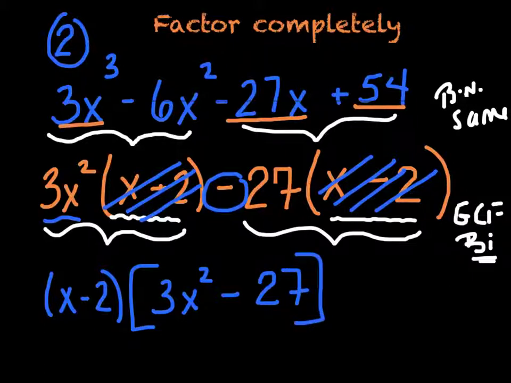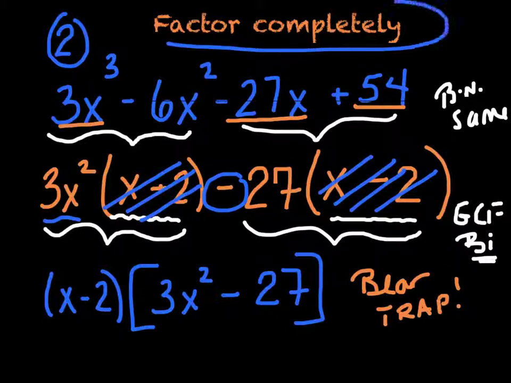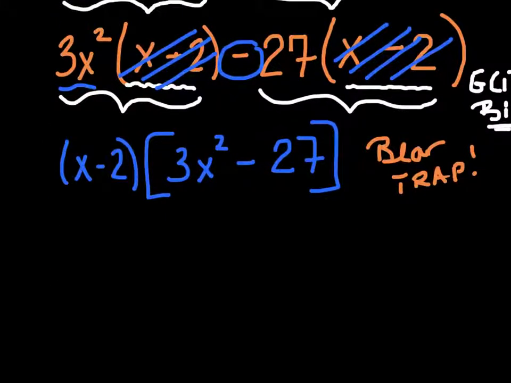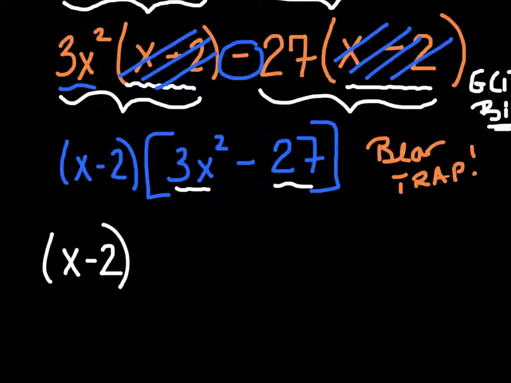Alright, now I want to make a little note. We got a little bear trap here. Alright, are we factored completely? And that's the key. Don't fall for that on a multiple choice question. I don't think we're factored completely because I think we can keep factoring inside that bracket. Now I can't do anything to the x minus 2. Alright, but what type of factoring could I do here again? I could pull out the number 3. And when I do that, I'm left with x squared minus 9.